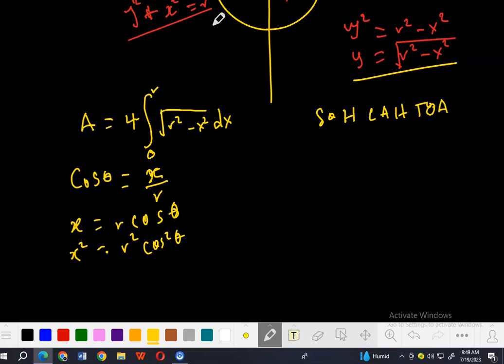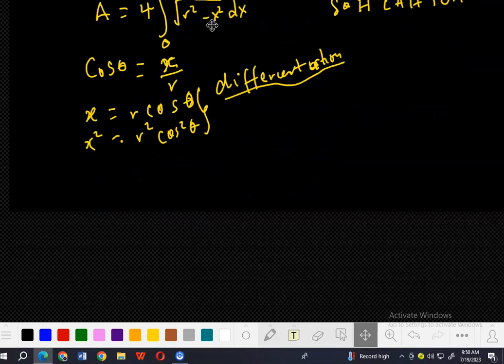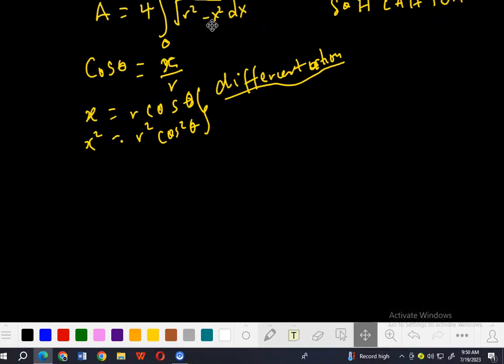Yes. So now that you have done that, we are going to differentiate these two things. Differentiation. This is what we are going to do now. Let me take this up. You can see that?